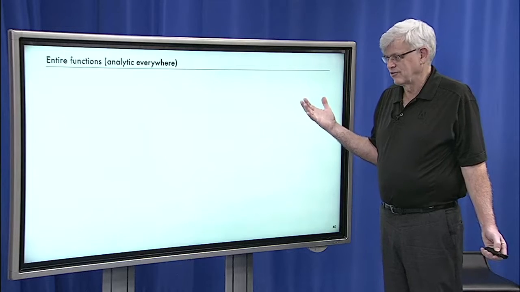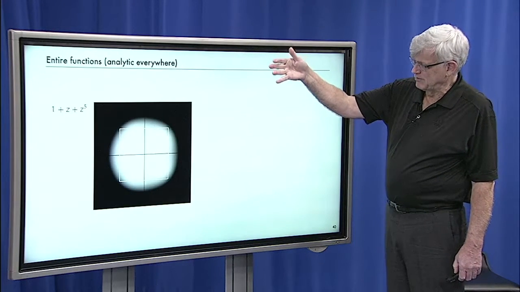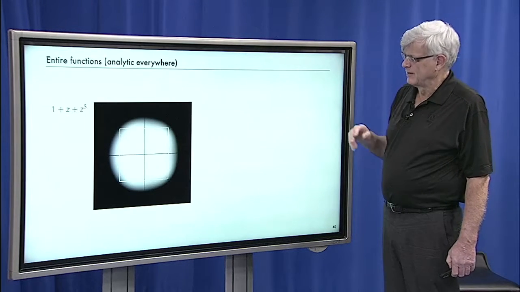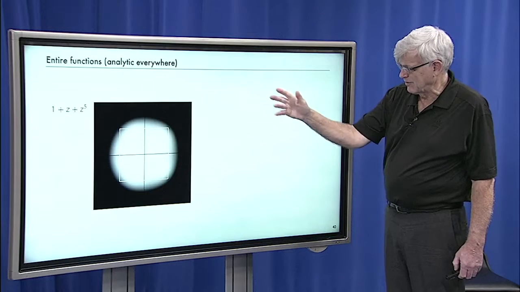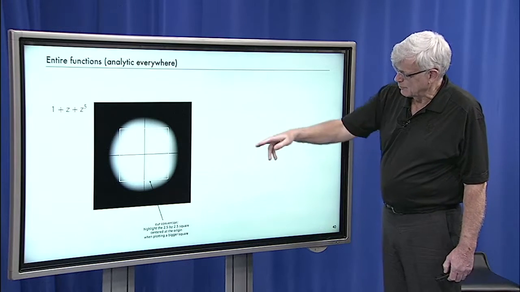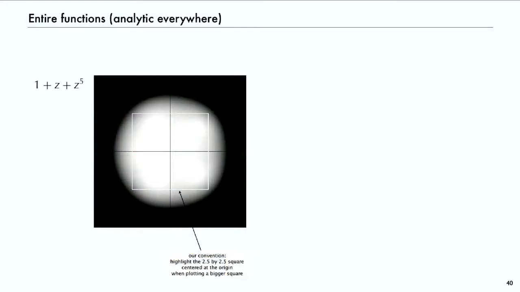There's all kinds of functions. These are just some examples. So this is what 1 plus z to the 5th looks like. And this is a little bit bigger square. If we're not going to be showing the 2.5 by 2.5 square, we'll show that one in white, because sometimes interesting things happen outside of that square. A surprising amount of time, interesting stuff happens right within that square.